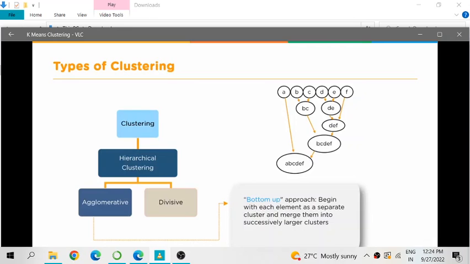So here the approach is bottom-up, and we begin with each element as a separate cluster and merge them into successively larger clusters by finding out the similarities. This kind of building up the tree, grouping the samples or creating clusters, is called agglomerative clustering. And in the case of divisive clustering, what happens?